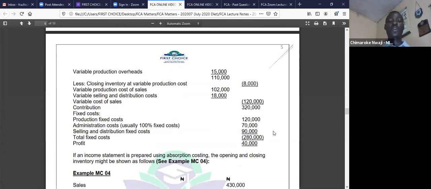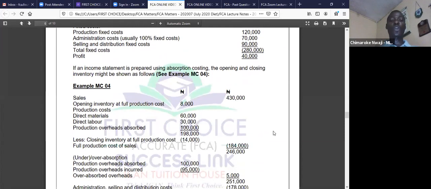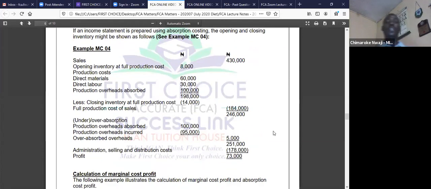Now look at how we contrast it with the absorption costing. Now, if an income statement is prepared using absorption costing, the opening and closing inventory might be shown as follows. Look at it here. Sales assumed to be 430. Now look at the opening inventory. Now notice that this is saying at full production cost. The other one, in marginal costing, is at marginal cost. So you now bring your full production cost, which includes both the fixed costs and variable costs, as long as these are production costs.